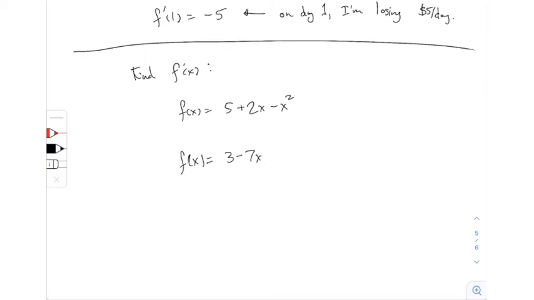Here, I'll give you the answers in case you want to check your answers. If you know the 6 tricks, the answer here should be 2 minus 2x, and the answer here should be negative 7, just a number. See what you think. I'll give you a bit. Feel free to talk to your friends about it.